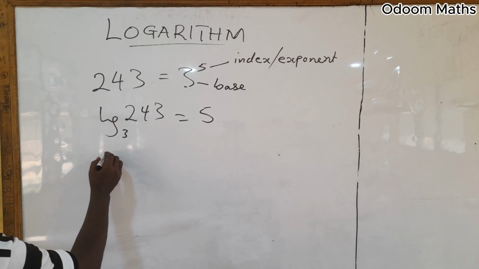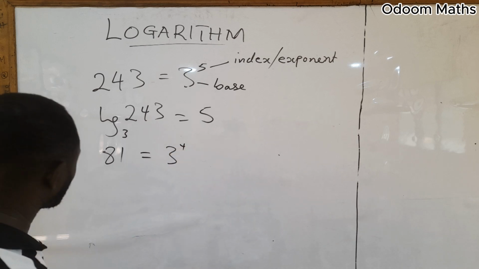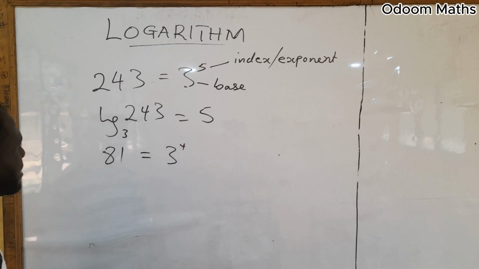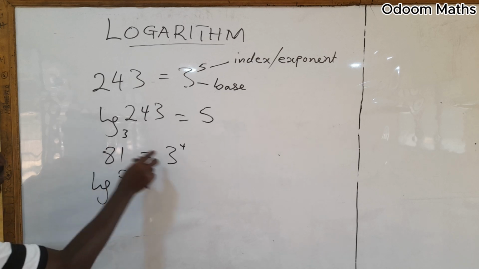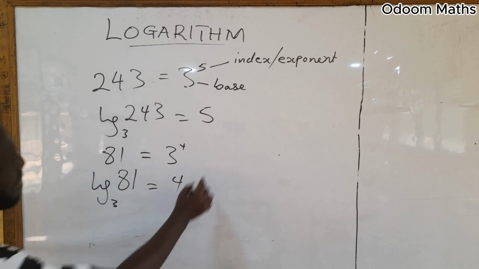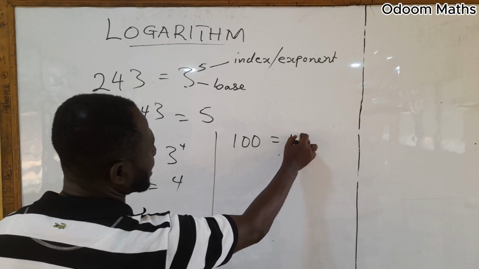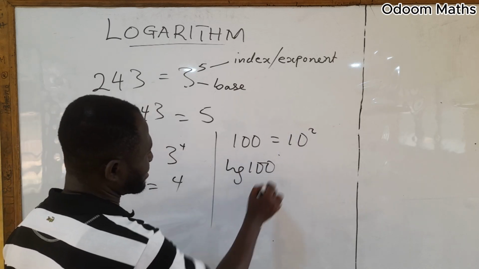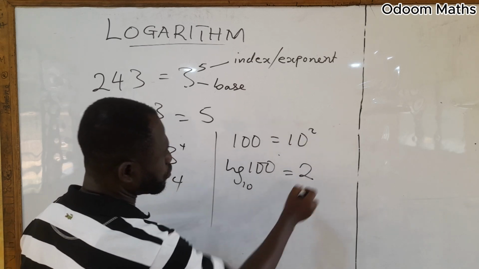Then we also said 81, which is equal to 3 to the power 4. So this one too, we call this 3 as the base and the 4 as the exponents. So that is going to be log 81, base 3 equals 4. Then the same thing applies to the 100 equal to 10 to the power 2. So that is going to be log 100 base 10 equals the power or the exponent 2.